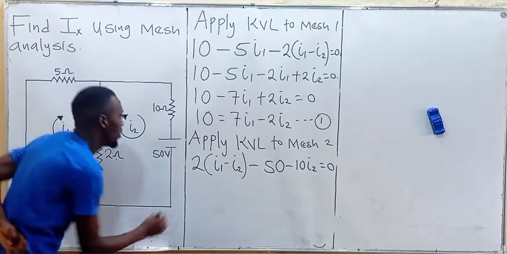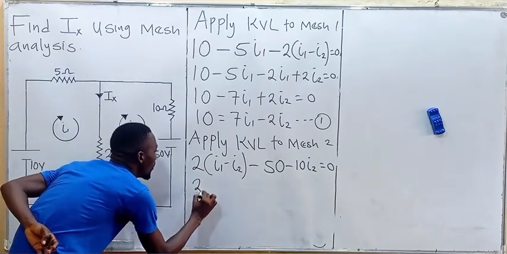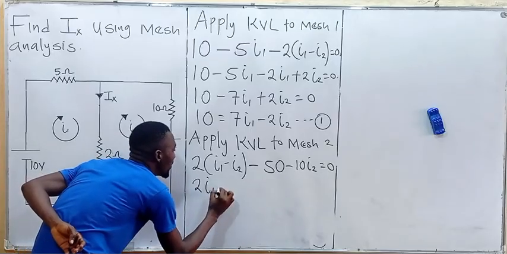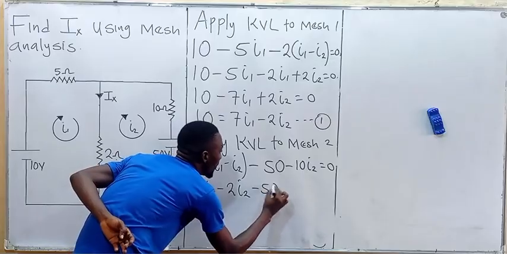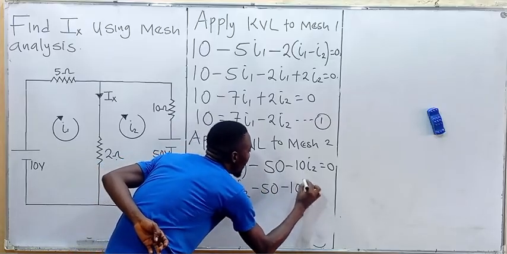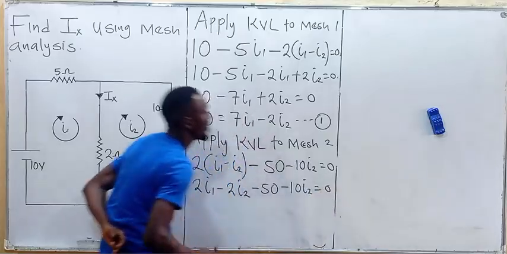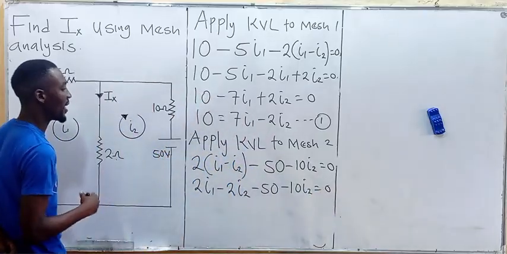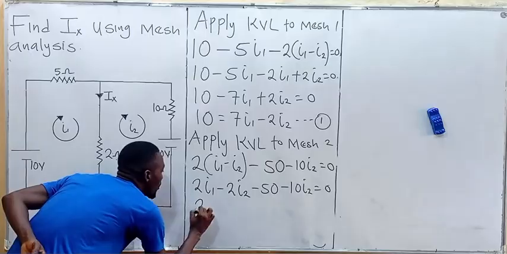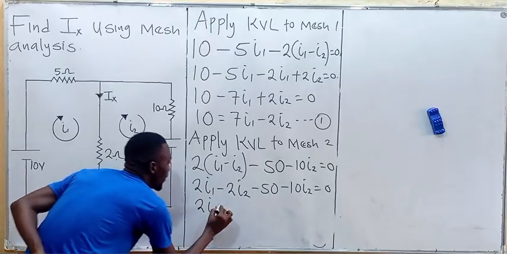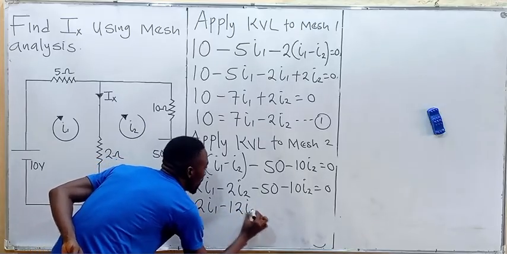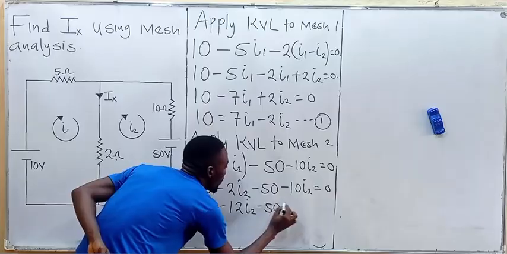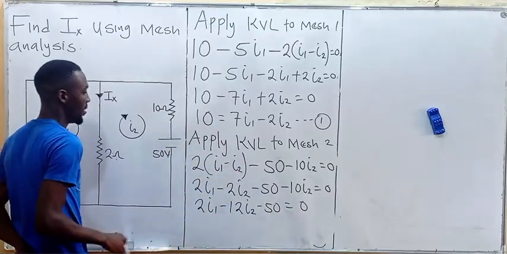So now here we are going to have 2 I1. If we open the bracket, minus 2 I2 minus 50 minus 10 I2 will be equal to 0. If we collect like terms, we are going to have 2 I1 minus 12 I2 minus 50 equals 0.